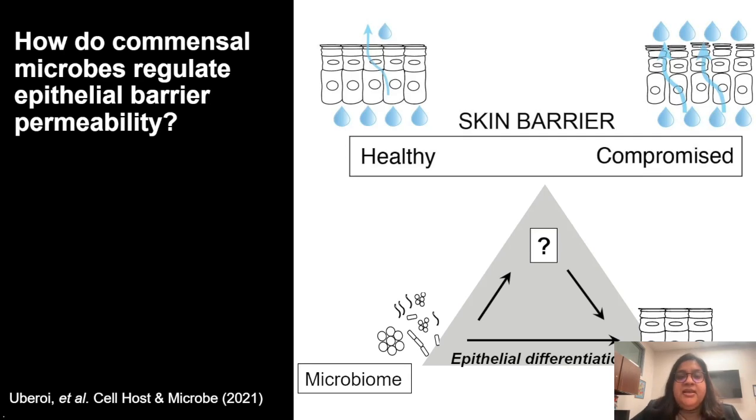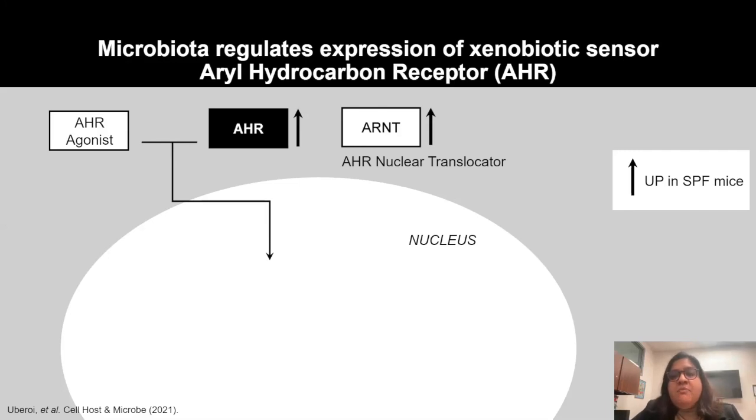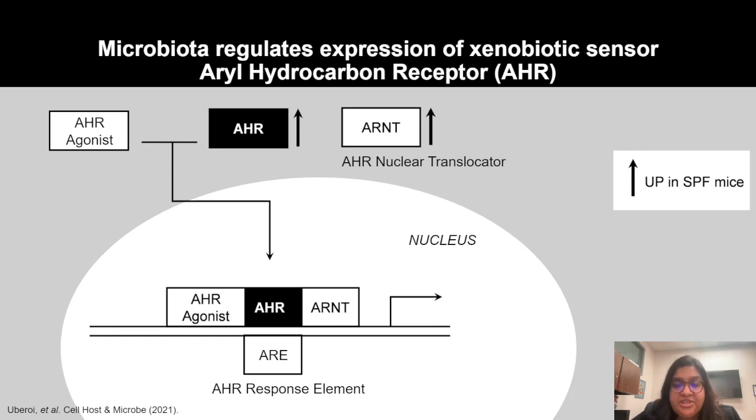But the question is, how do commensal microbes regulate epithelial barrier permeability? When we compared our epithelial transcriptomic data sets, we found that the microbiota seems to regulate expression of a xenobiotic sensor called aryl hydrocarbon receptor. We found that consistently the aryl hydrocarbon receptor genes were upregulated in SPF mice. And when we follow this pathway, which is a transcriptional regulator, we found that several genes associated with this pathway were upregulated in SPF mice.